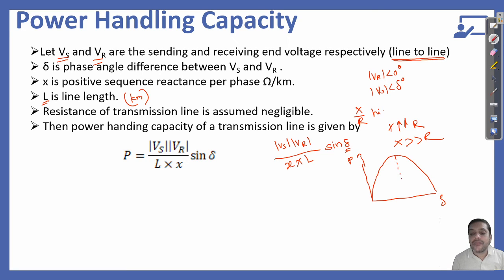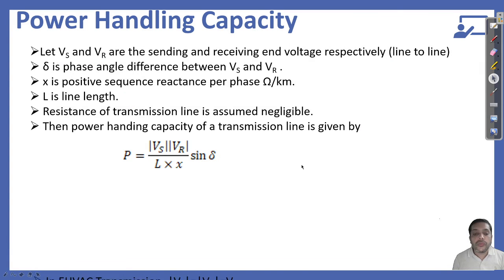Can you tell me at what delta this power transfer will be maximum? Obviously it is 90 degrees, because if you take delta equal to 90, then sine 90 is equal to 1, and then power transfer P max is equal to mod of Vs into mod of Vr upon X into L. So that will be the formula for power transfer capability.